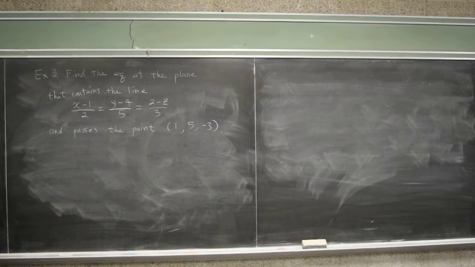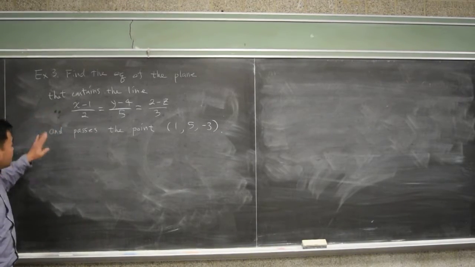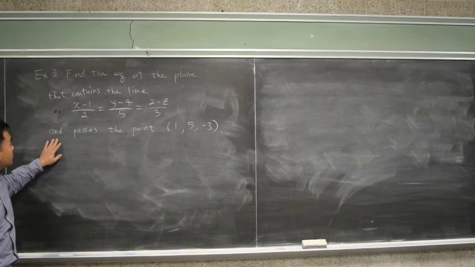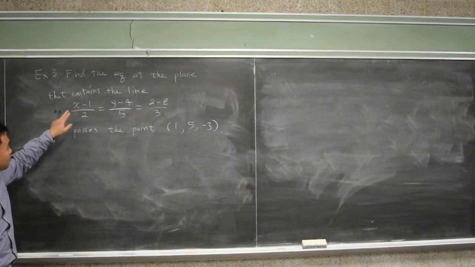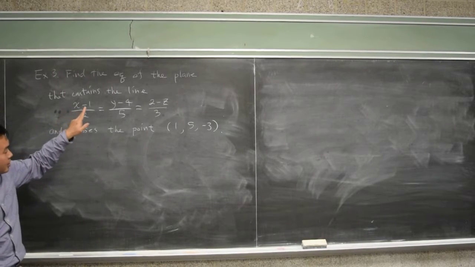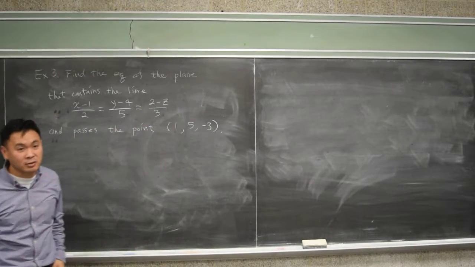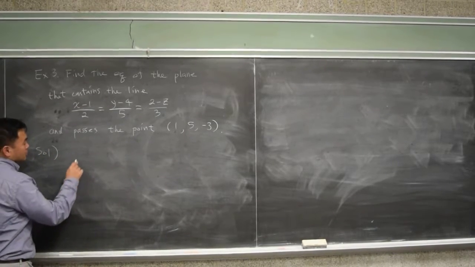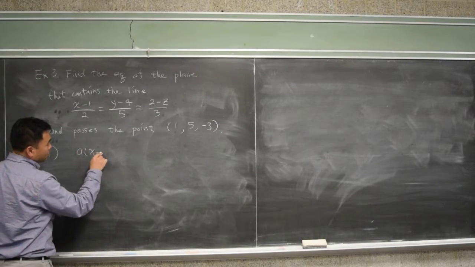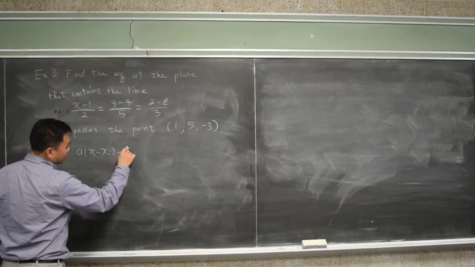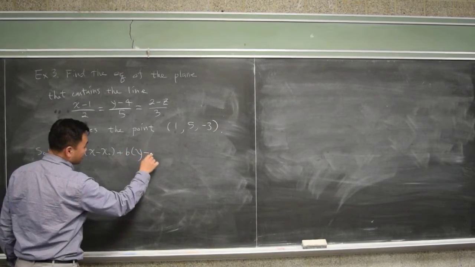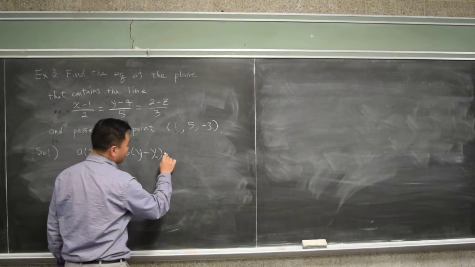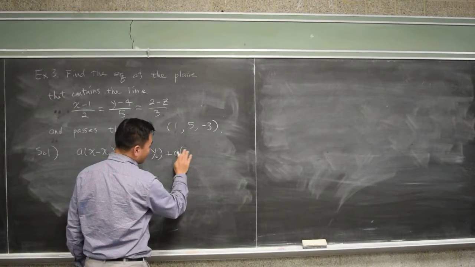All right. Find the equation of the plane that contains the given line, and we're trying to find the plane that contains this line and passes through this point. Writing down the equation that you're aiming for helps you to identify what you're missing and what you already have.